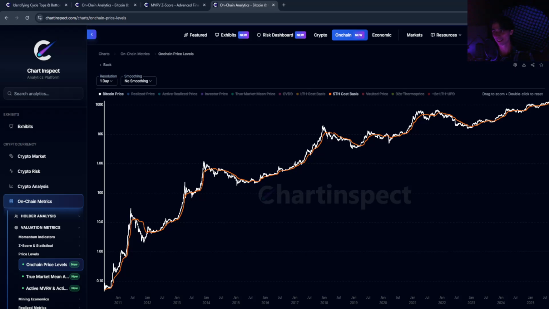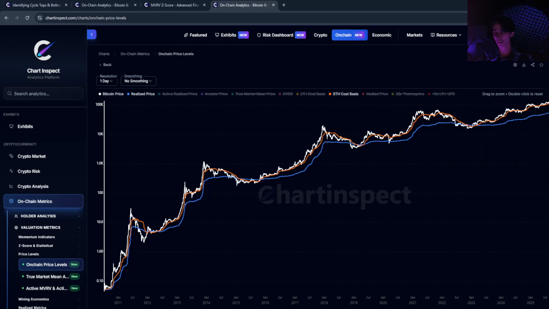Here's what is particularly remarkable about this cycle. And I'm not showing this on the chart or anything, but I'm just going to speak to it. ETFs have a cost basis of nearly $70,000 to $80,000. And the average cost basis, which is the realized cap, is around $54,000.